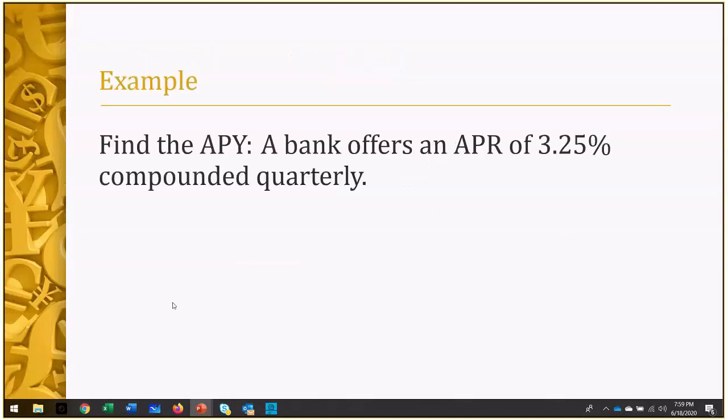So here is an example. The bank is offering 3.25%, but it's compounded quarterly. So the quarterly compounding is the fine print. We're going to get rid of that and see what the rate would be equivalent to then. So APR is 3.25 with quarterly compounding.